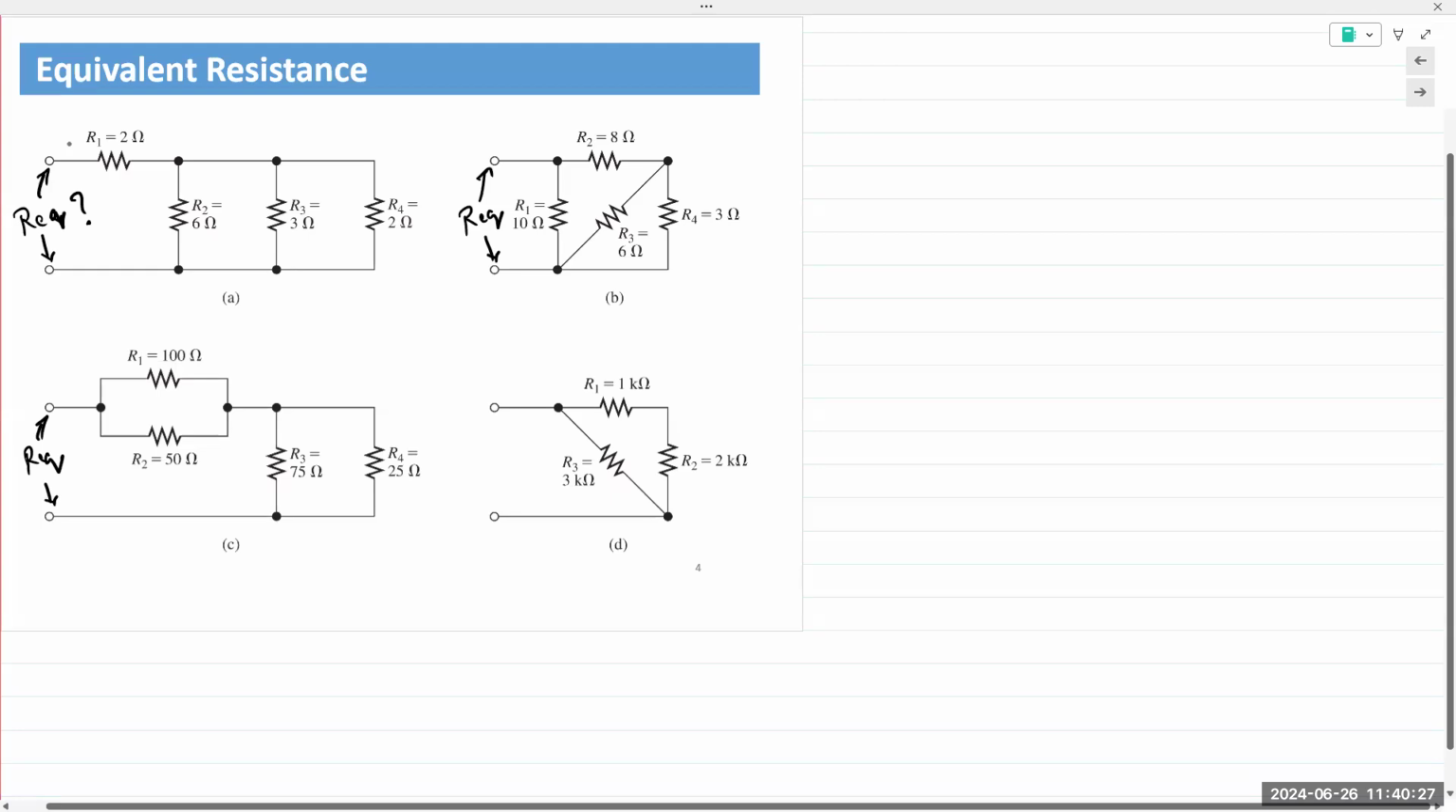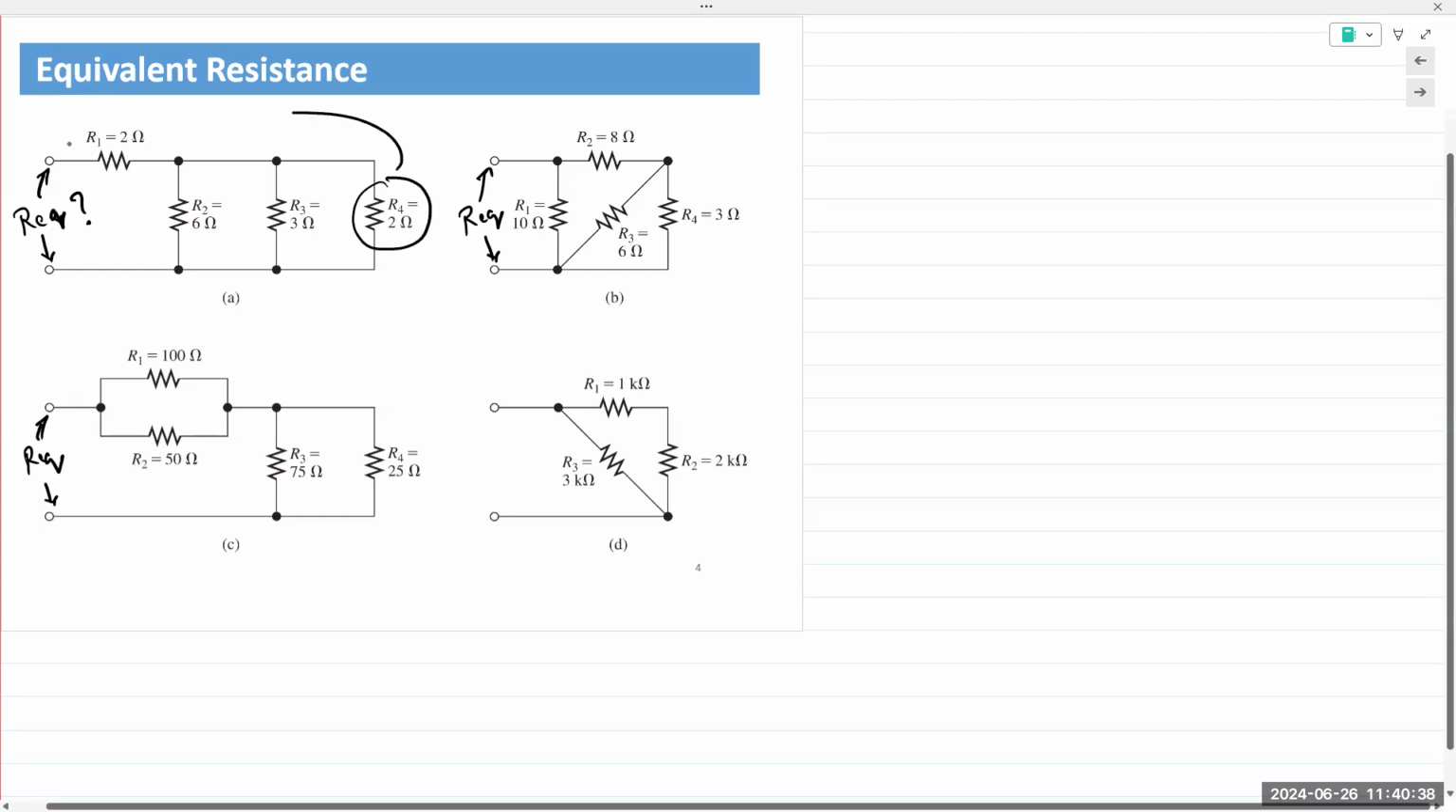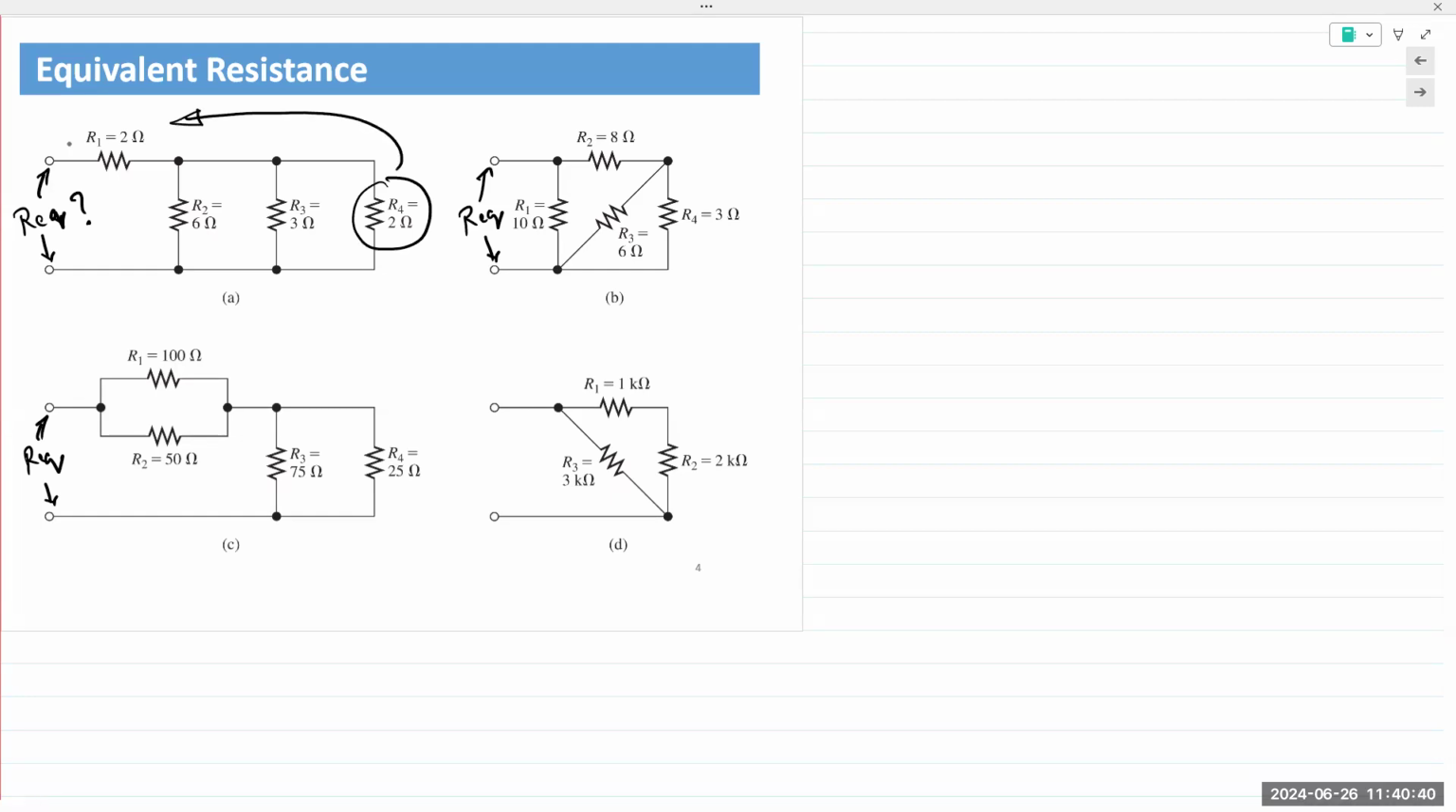And so for circuits like these, I would always say you start at the farthest end. So it's example A, I would start at R4 and I would move towards the measurement terminals one step at a time. Okay, I would reduce the circuit one step at a time by combining the resistors from the far end, from the far right.